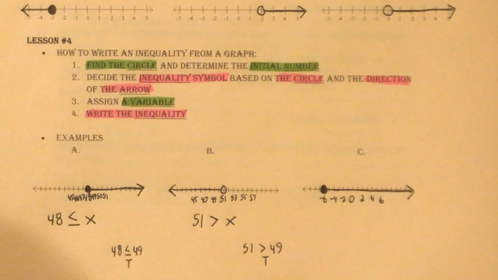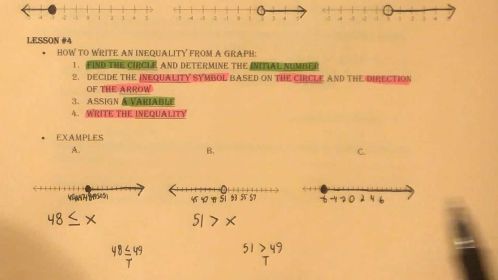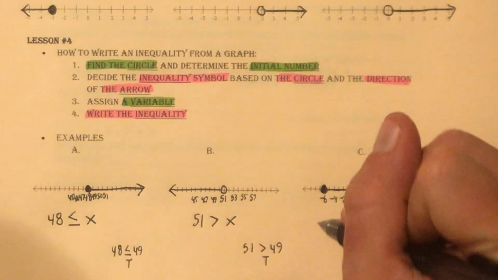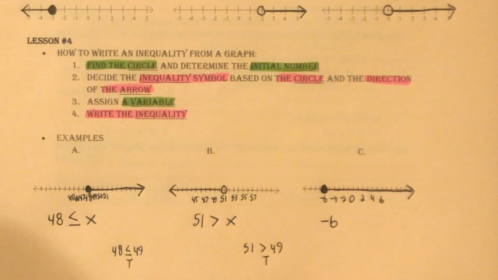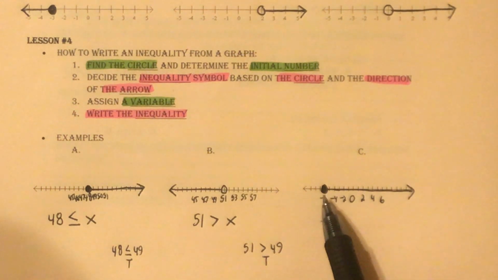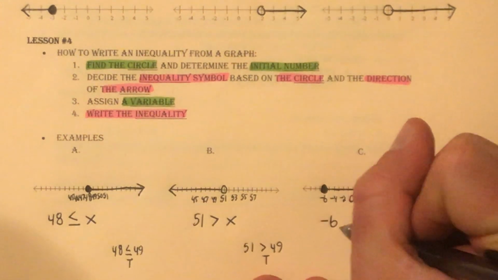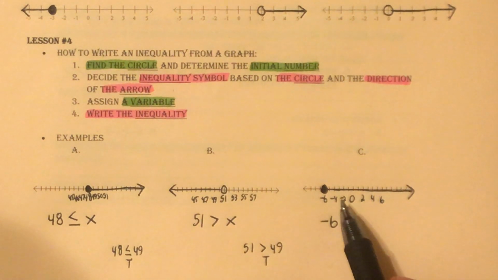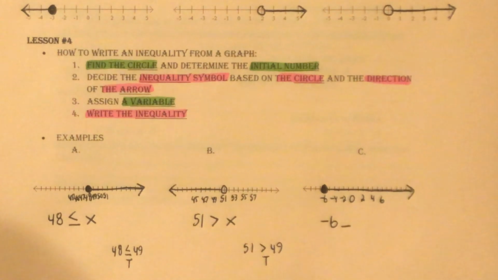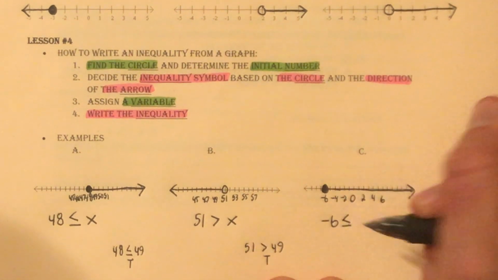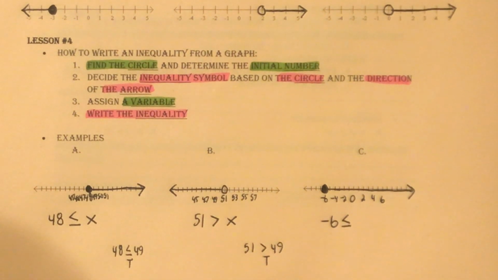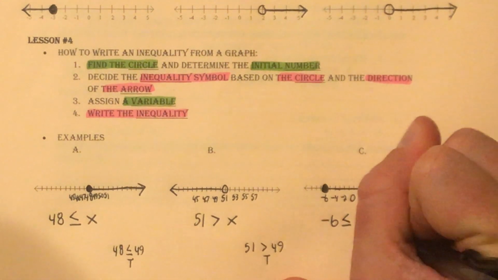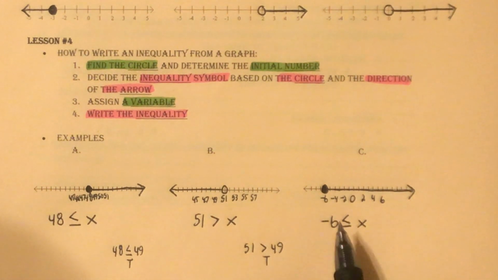So first thing I need to do, find the circle, determine the initial number. So I see the circle is at -6. So there's my number. Now I need to decide the inequality symbol. First I look at the circle, see if it's filled in. It is, so that means there's a portion of an equals to sign. Second part, I need my inequality symbol to open the same way as my arrow because the number was on the left side. And then last part, I need to assign a variable. So I'm going to say x. So what I ended up with was -6 is less than or equal to x.